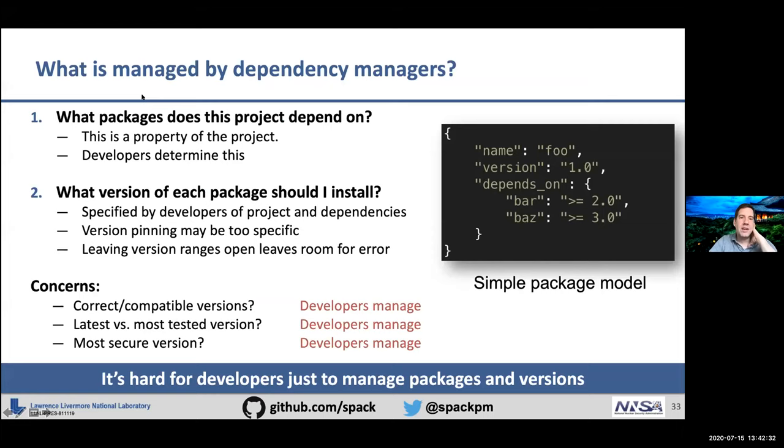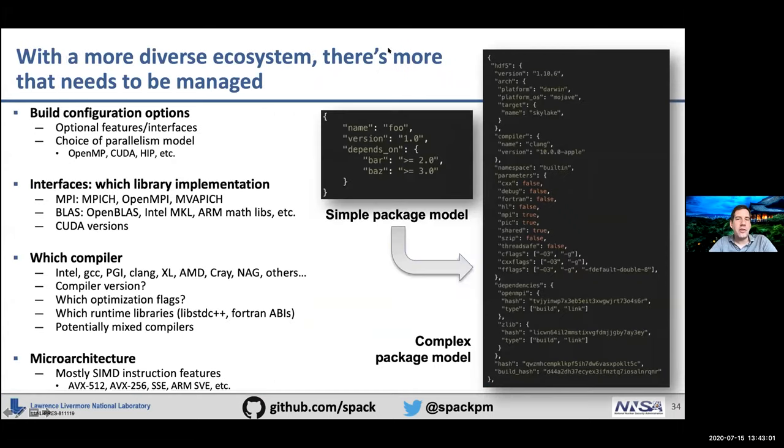If you think about what is managed by most dependency managers, it is something like the name of the package and the version, and maybe some dependency constraints like this, where foo depends on bar at greater than or equal to 2.0 and baz depends on baz greater than 3.0. But the package model is pretty simple. It's just a name and a version, maybe some features for systems like Cargo, but it's not a lot of detail. In Spack, we're solving for a lot more stuff.